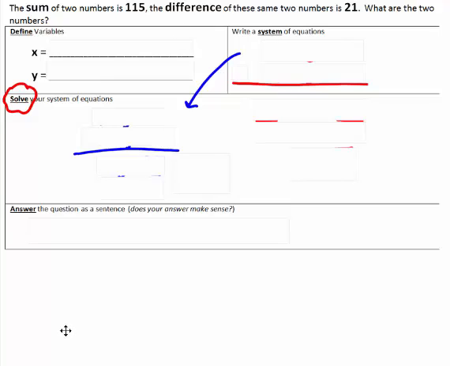And one thing that I like to do a lot of times on word problems is I like to start with the answer. And so the question here is saying, what are the two numbers? So we can fill out an answer blank and just leave blanks because we obviously don't know what they are, but I'm just using the wording there and reversing it to write it as a sentence. What are the two numbers? The two numbers are blank and blank.